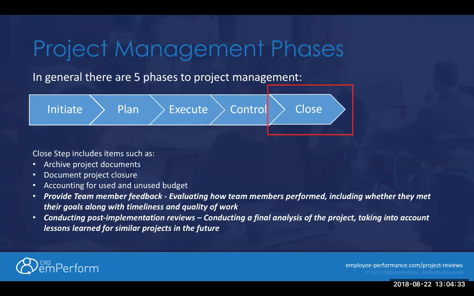In fact, in some of these steps, you'll see it spelled out, like we've got it bolded at the bottom of this one. In the close step, provide team member feedback: evaluate the team members, how they performed, whether they met their goals, along with timeliness and quality of work. Conduct post-implementation reviews, a final analysis of the project, and understand lessons learned for similar projects in the future.